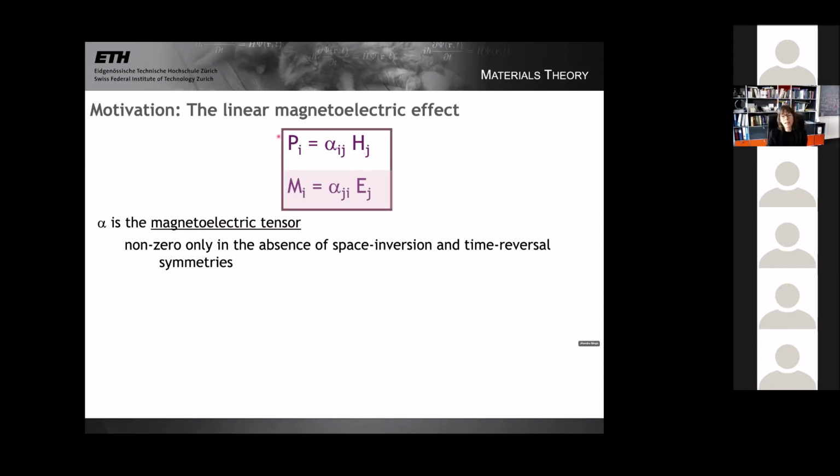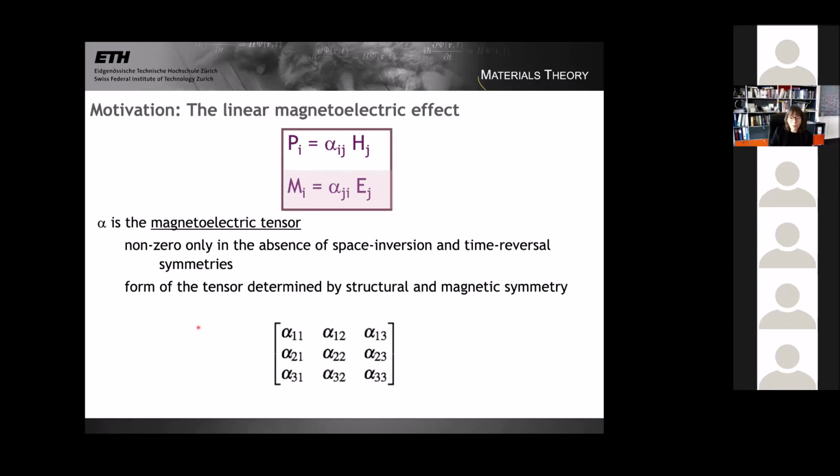And you can see immediately from this simple form that the linear magnetoelectric tensor is only non-zero in materials that lack both space inversion and time reversal symmetries. And one can go even a little further than this. Oops, my slides have stopped forwarding. Let's try that. Okay, very good. And recognize that the detailed form of the tensor, for example, if it's diagonal, if I apply an electric field, is my induced property going to be parallel to the field? The detailed form of the tensor is, of course, determined by the structural and magnetic symmetry of the crystal.